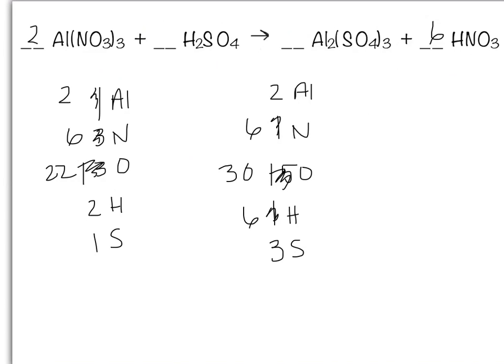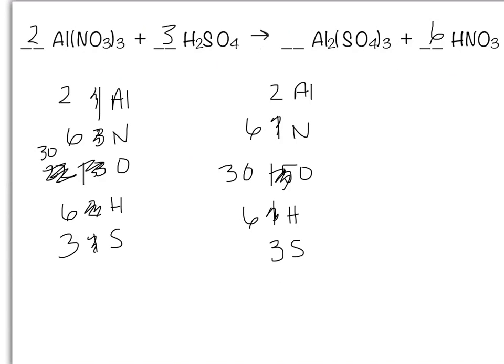Okay, let's take a look. 22 and 30 isn't going to be super fun. But what I can do, if I put a coefficient of 3 here for the hydrogen, that's going to fix the hydrogen problem, giving me 6. Sulfur is now 3. Oxygen, I have 3 times 4 is 12, and then 3 times 3 is 9 times 2 is 18. 12 and 18 is 30. And we have balanced this formula.